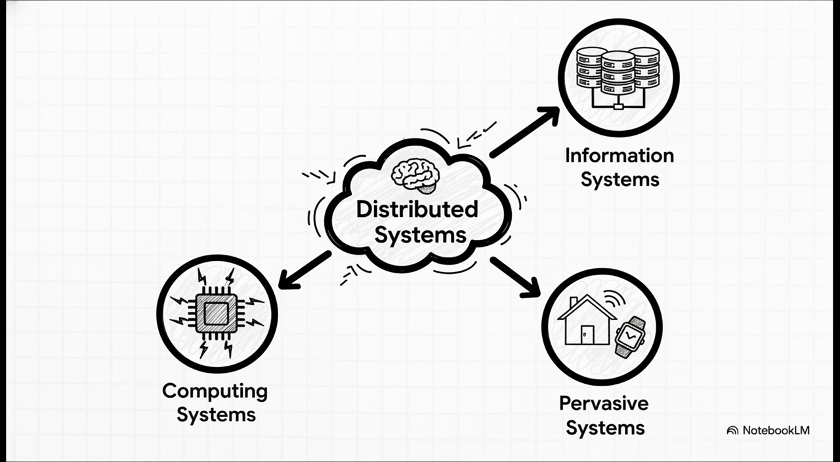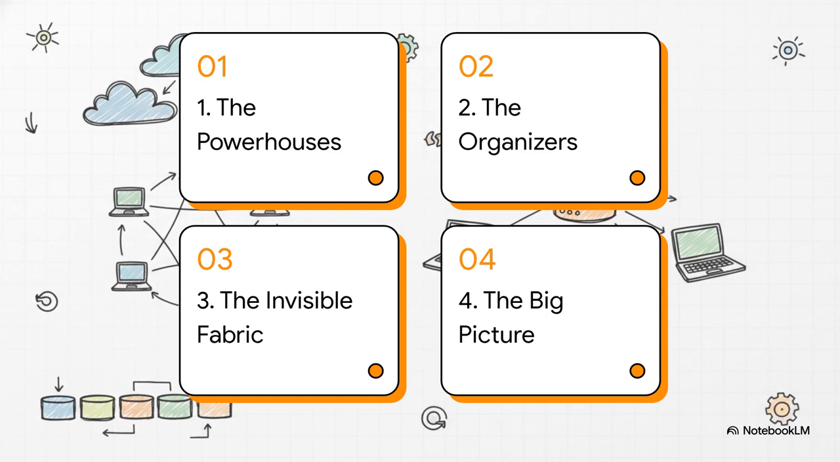Okay, so to make sense of all this, computer scientists have kind of sorted them into three big families. Each one has a totally different job. You've got the heavy lifters for massive calculations, the super organized ones for managing data, and then the sneaky ones that just disappear into the world around us. All right, here's the plan. We're going to tackle the powerhouses, then the organizers, and finally the invisible fabric. And then we'll wrap it all up with the big picture.